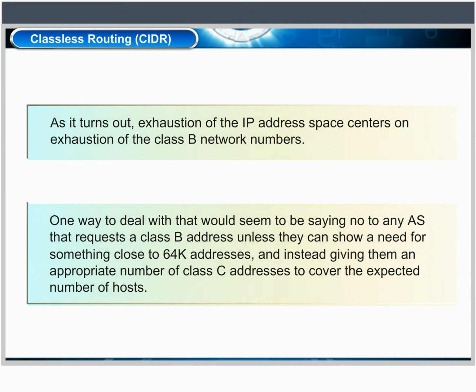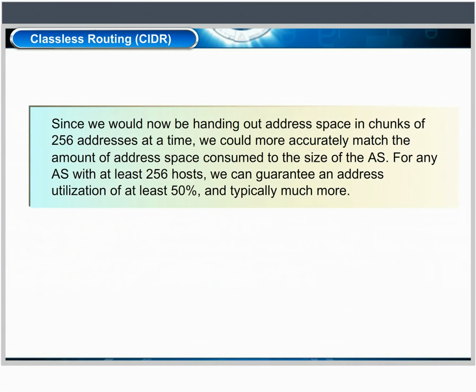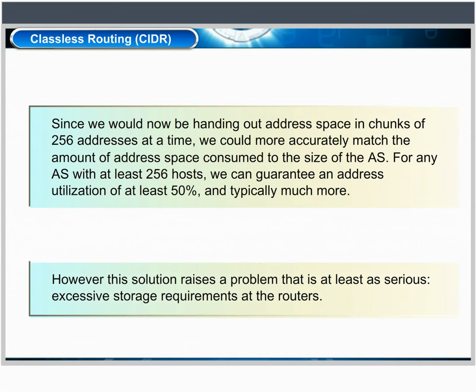Since we would now be handing out address space in chunks of 256 addresses at a time, we could more accurately match the amount of address space consumed to the size of the AS. For any AS with at least 256 hosts, we can guarantee an address utilization of at least 50% and typically much more. This solution, however, raises a problem that is at least as serious: excessive storage requirements at the routers.